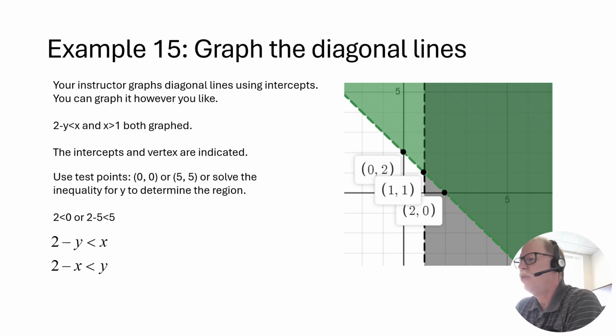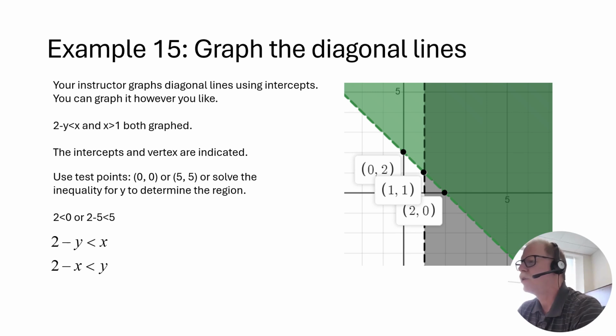And I'm going to show them in pairs before I show them all 3 together. Like that. So the 2 minus y, the first one less than x, and the vertical line graphed together there. Both have the dashed lines, both have the region shaded. I have the vertex 1, 1 highlighted there. I used the x and y intercepts for the diagonal line.